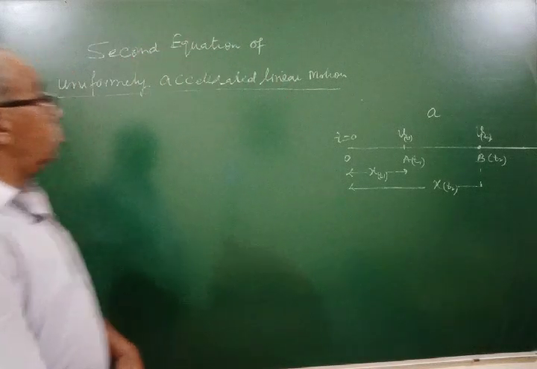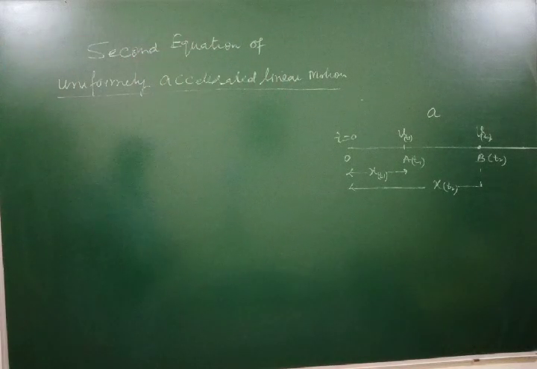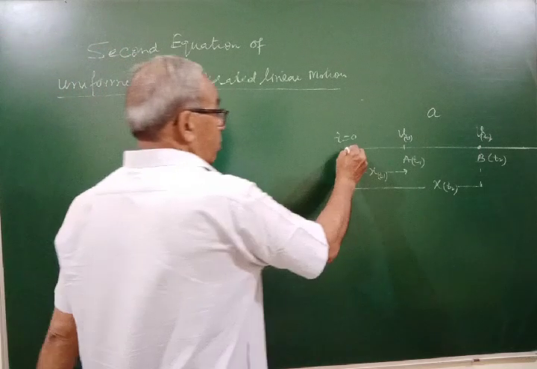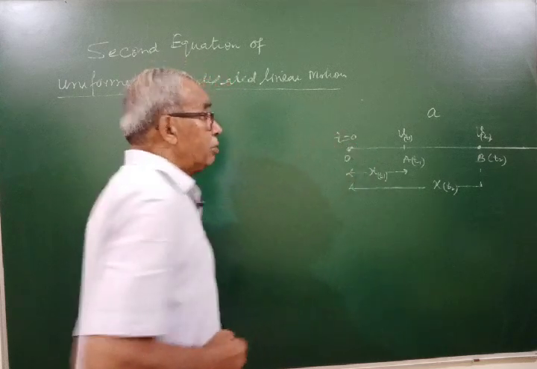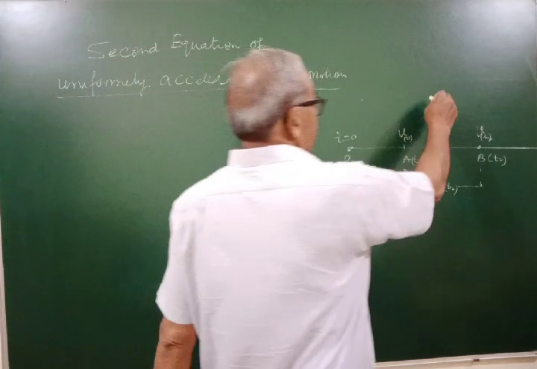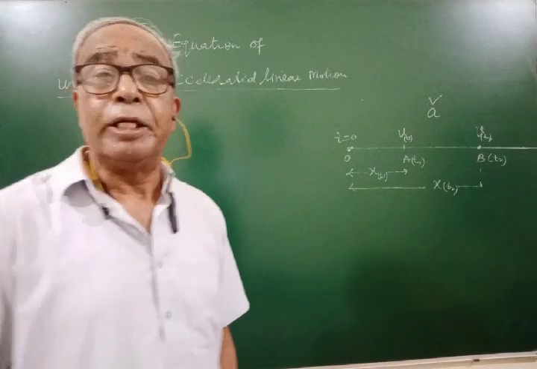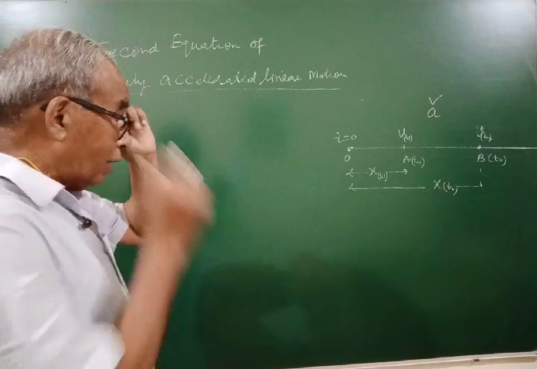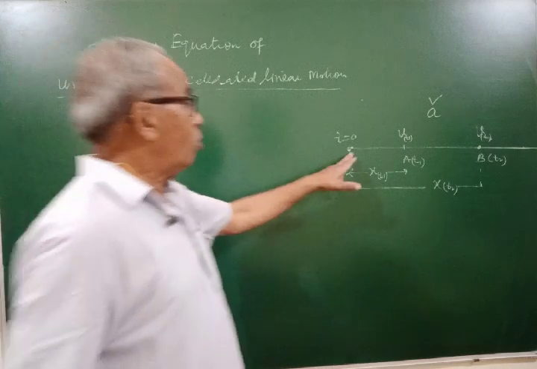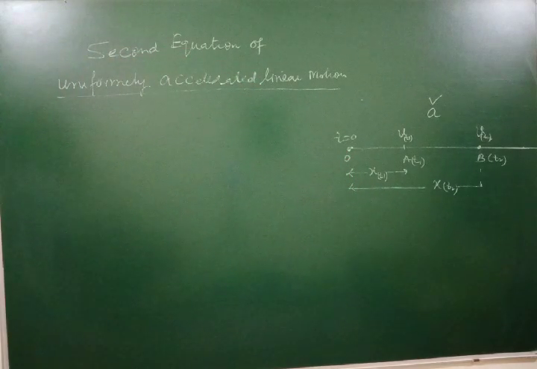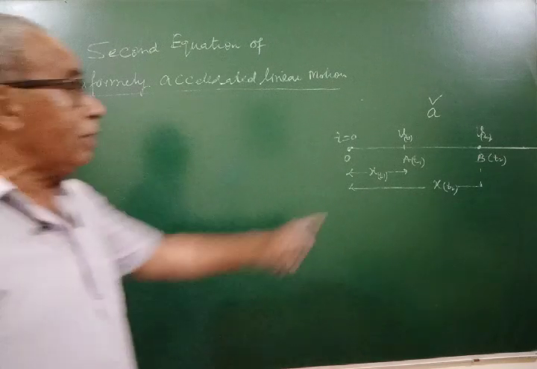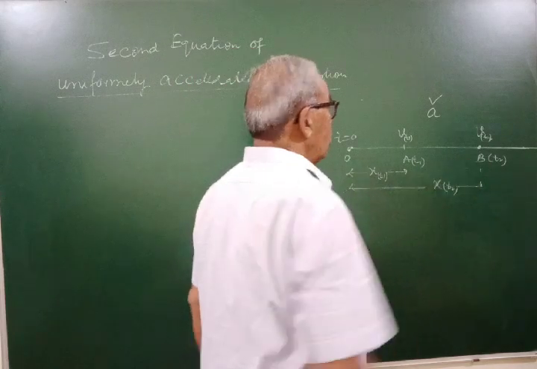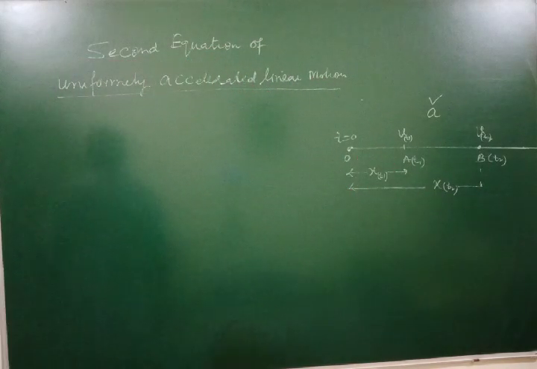Yes, dear student, now I am going to derive the second equation of uniformly accelerated linear motion. Here, a body starts from point O at time t equal to 0 with constant acceleration a. You can write it yourself, I will not write here because it will take long time. A body starts moving from point O at time t equal to 0. Let it go to point B; it goes to points A and B at times t1 and t2, where its velocities are v1 and v2.